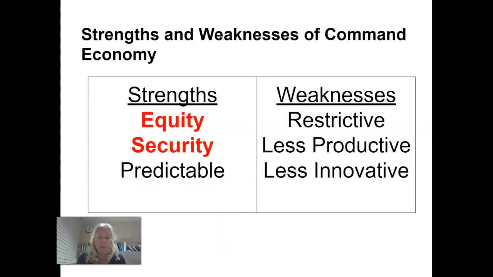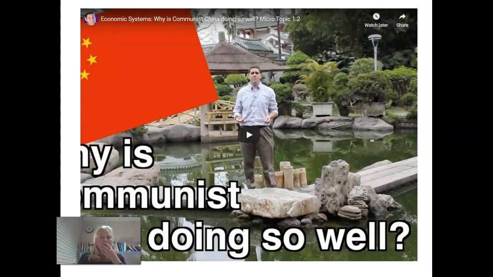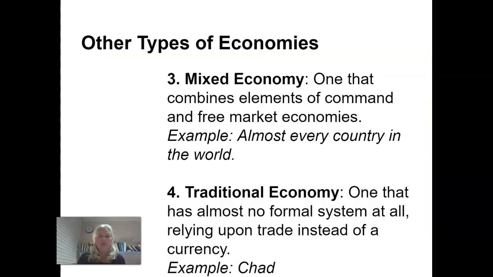Strengths and weaknesses of command economies. They're said to be equitable. True equity is hard to achieve, however. They're said to be secure and predictable. You know what the government's going to produce. Weaknesses: they're restrictive. If there's somebody that wants to produce something, they have an idea, they're an entrepreneur, they can't necessarily do it. Overall, they're less productive. As it turns out, people are really motivated by the incentives that they get to be able to produce something on their own, to be able to innovate, to be able to get a patent, to be able to earn money by doing so. This is another video that I'm going to attach.